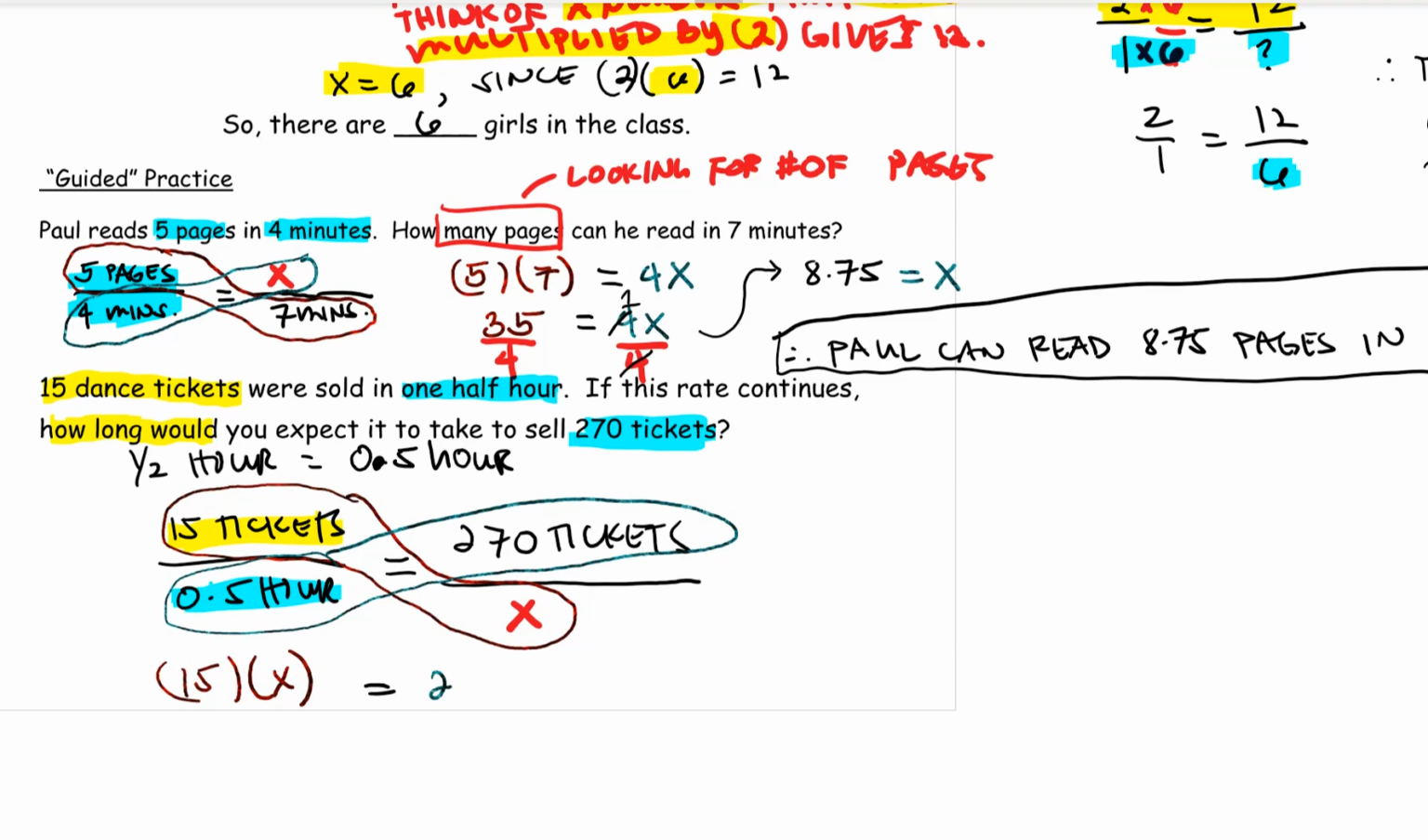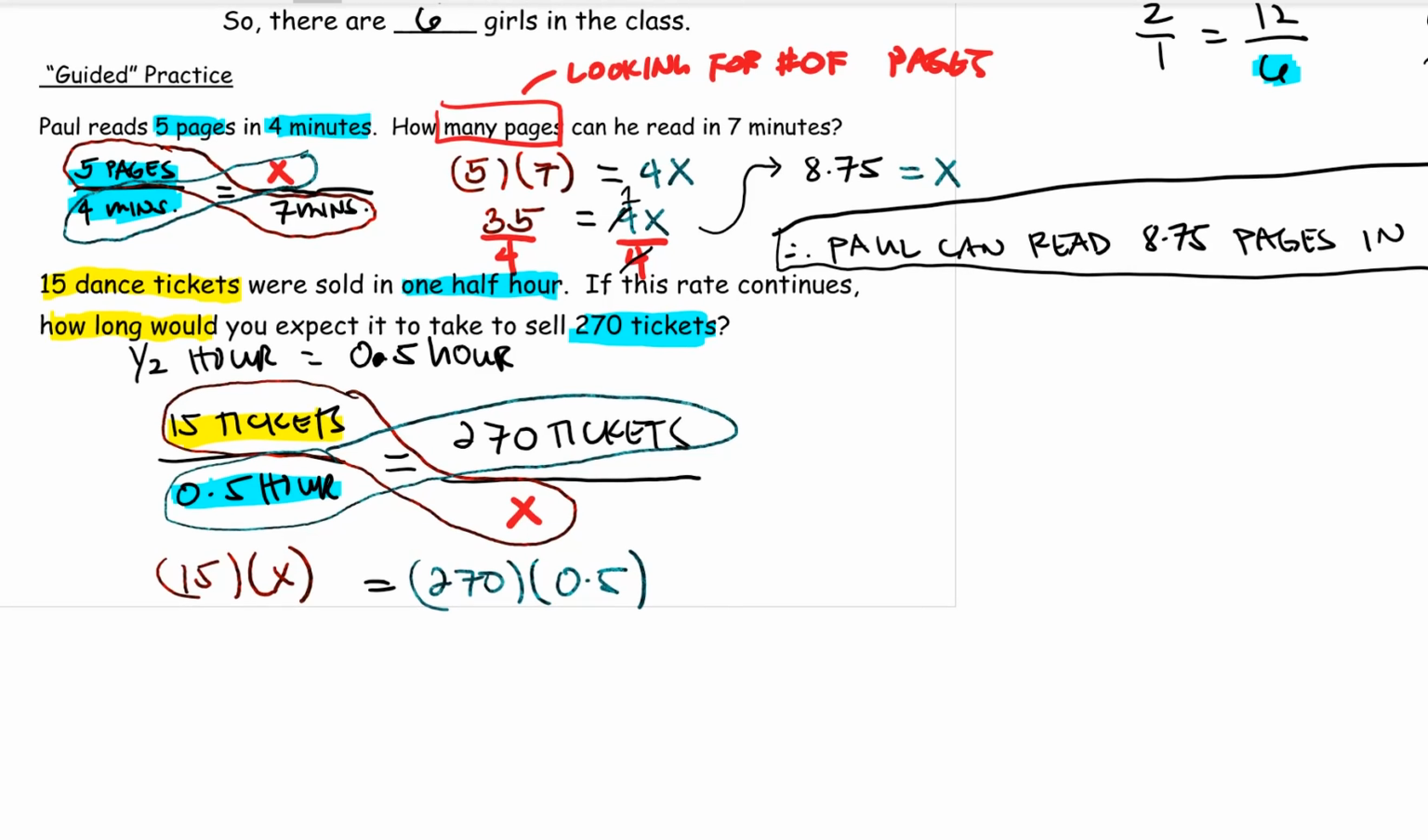So you have 270 multiplied by 0.5. This gives me 15 times x, which is 15x, just equal to 135. This is just 0.5: half of 270 is 135.